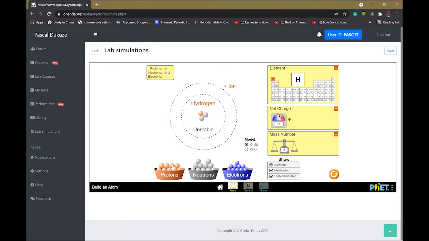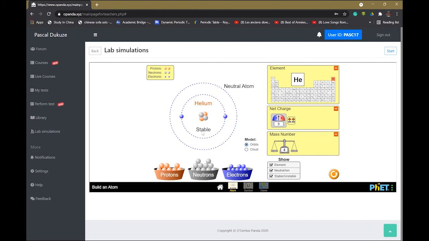Now let's go to the second element. We add a proton. Now we have a new element. When the number of protons changes, you get a new element. You can see we have helium, but the helium is an ion now because we have not added electrons. The charge is 2. So we have to add 2 electrons to neutralize the charge of the 2 protons.